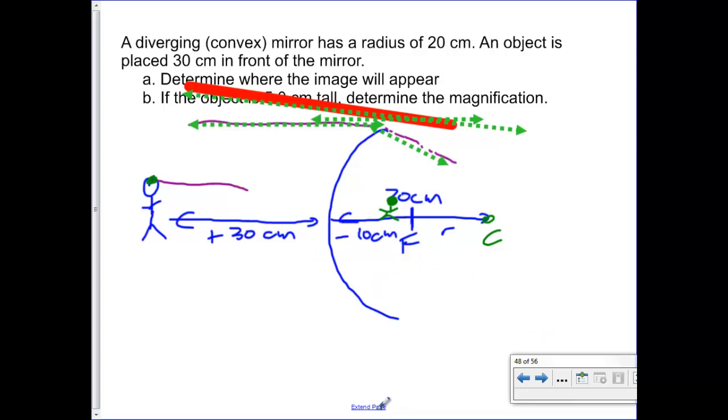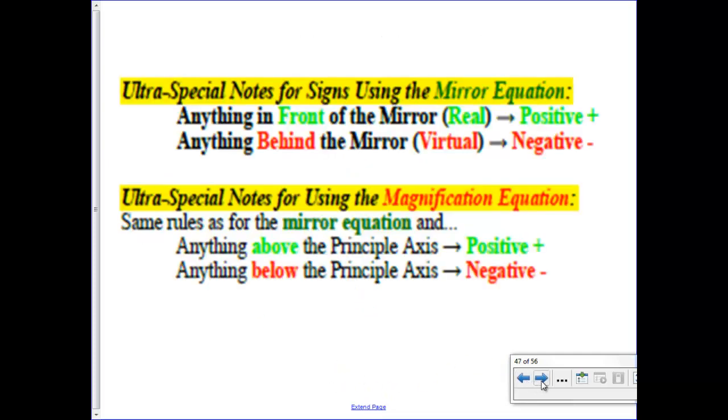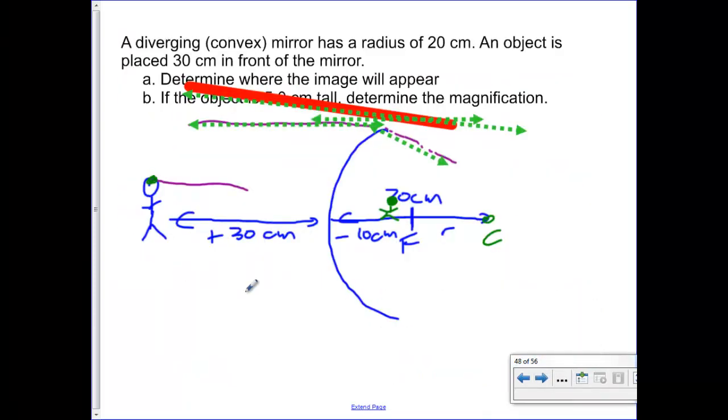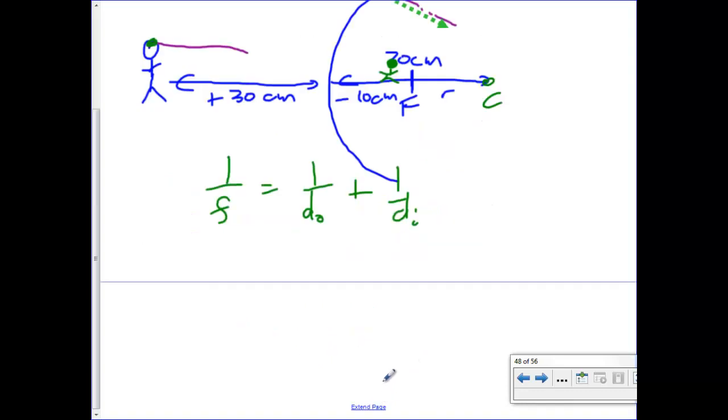So first let's figure out where the image is going to appear. The formula we need then is 1 over f equals 1 over d plus 1 over d, where one is of the object and one is of the image.